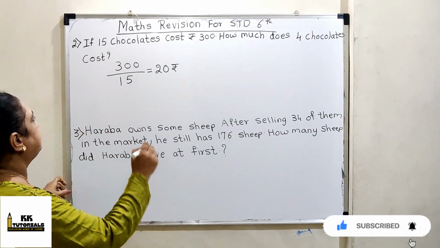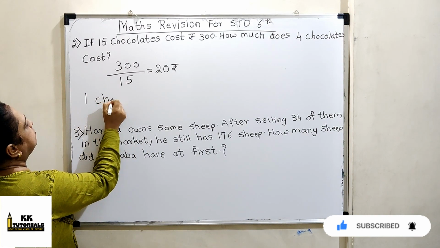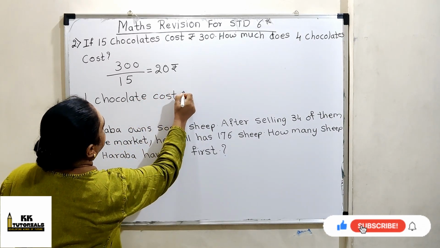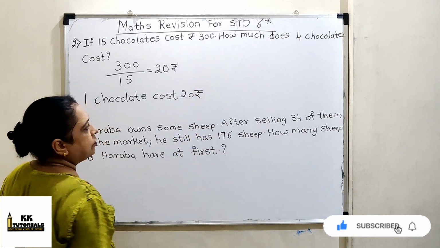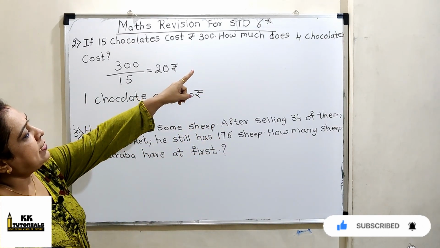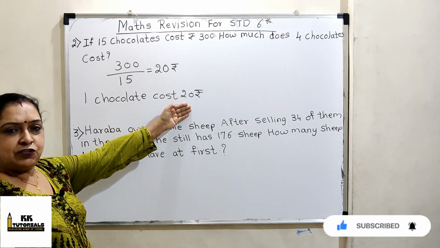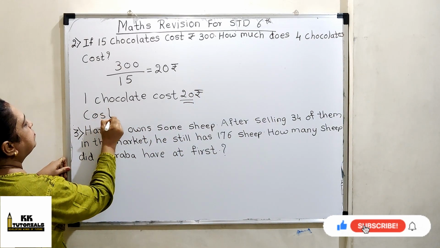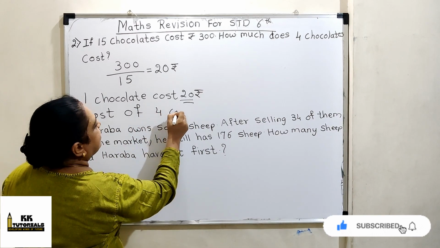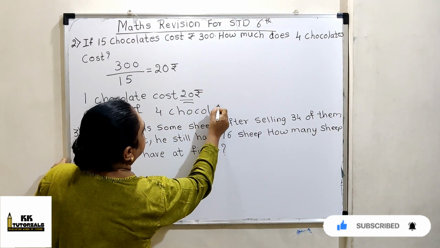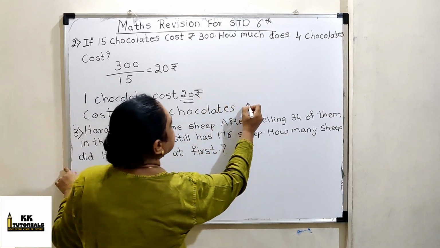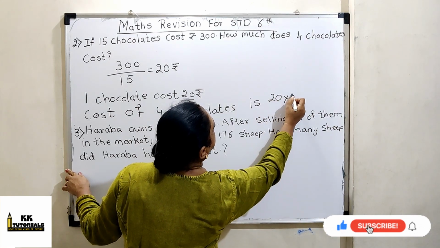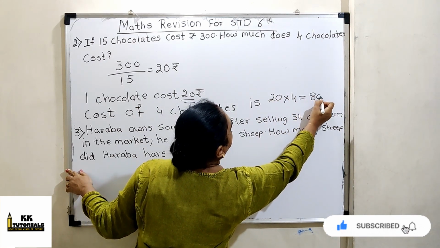So one chocolate costs 20 rupees. Okay. So they have asked how much do 4 chocolates cost. You got the price of one chocolate, that is 20 rupees. So the cost of 4 chocolates is 20 multiplied by 4, that is 80 rupees.